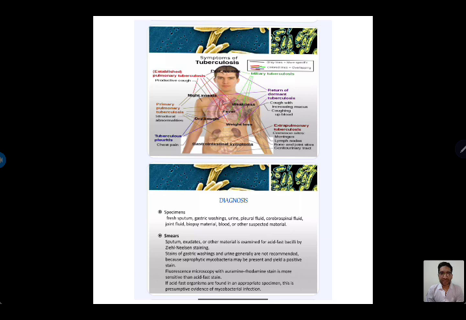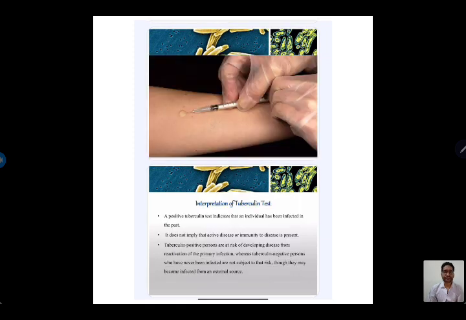Fluorescence microscopy with the rhodamine stain is more sensitive than the acid-fast stain. If acid-fast organisms are found in an appropriate specimen, this is presumptive evidence of mycobacterial infection.